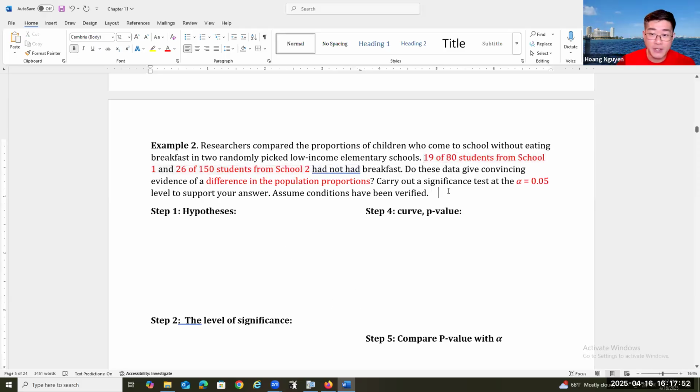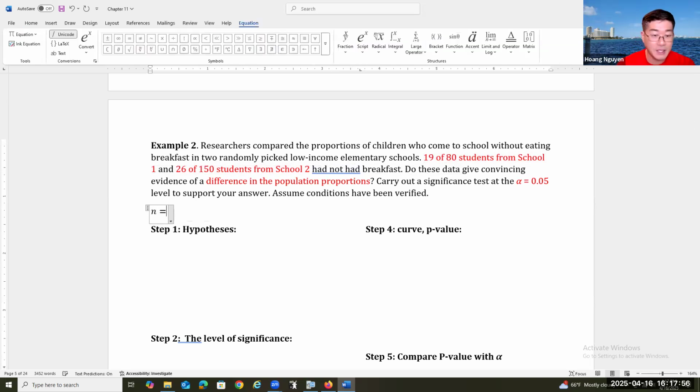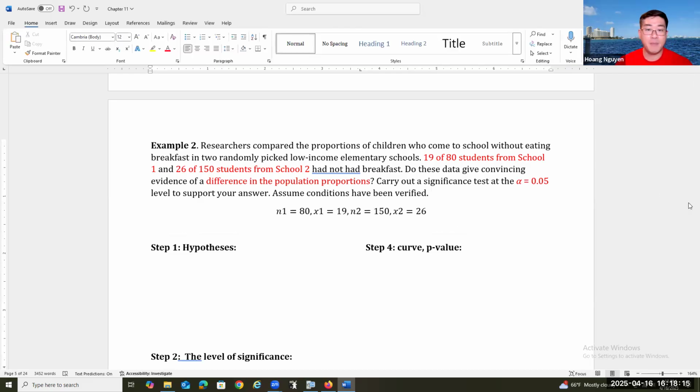So to summarize the question again, let's see what we have. We have n1 equal 80 and x1 equal 19. We have n2 equal 150 and x2 equal 26. Now, based on this data, we're going to calculate p1 hat and p2 hat, right?